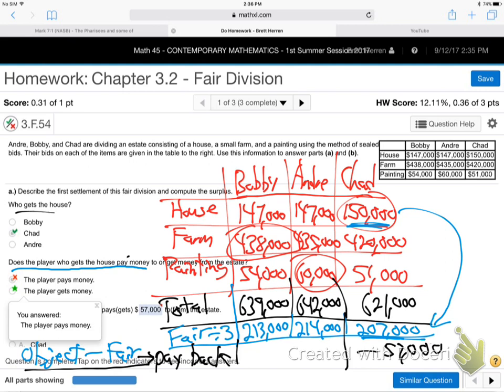Does that make sense? So the question over here, does the player who gets the house pay money or get money back? He gets money. How much does he get? $57,000. See how we answered that right there? So then they'll go on next.